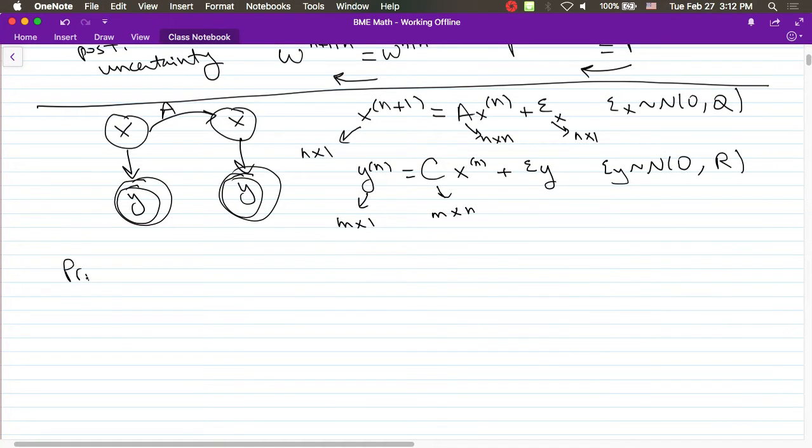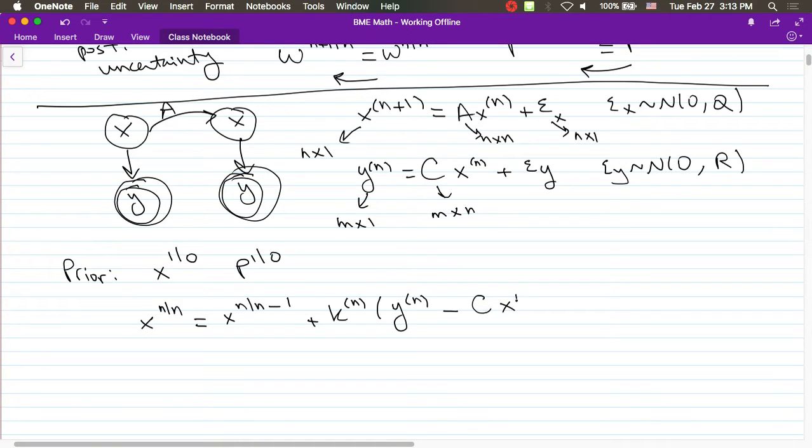We're going to start with a prior. We're going to have some belief at the very beginning that the state is at some location, and I have some uncertainty about my belief. So I have some x at the very beginning, I believe it's some location, and I have some variance about that x. So what I do is I update my belief based on my prior plus some gain times the difference between what I observed minus what I predicted. So what is what I predict? Well, that's C times x of n given n minus 1. My prior times the matrix C is what I should be getting, but what I'm getting is y. So I have the difference between my prediction and my observation.